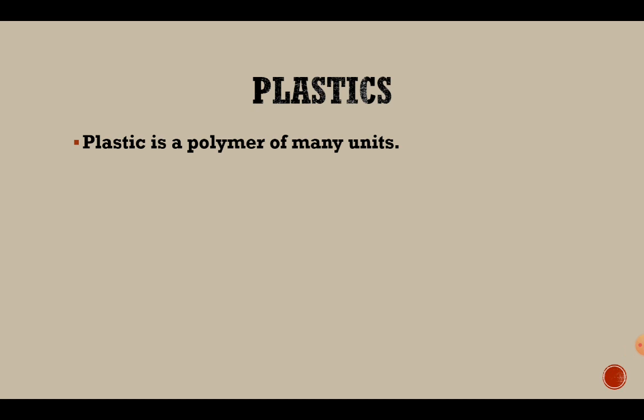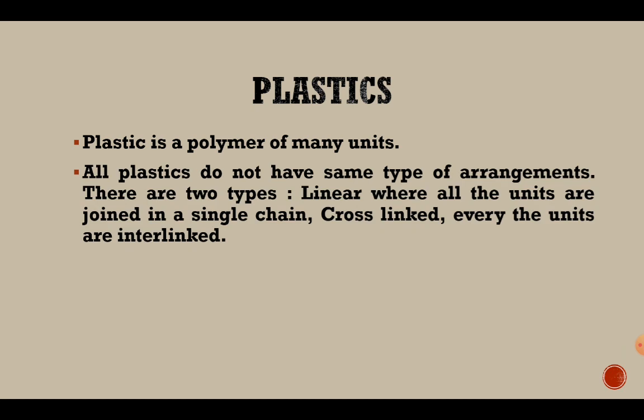Like we see in the example of polythene, which is a plastic, it is composed of many monomers of ethene. All plastics do not have the same type of arrangement, and there are two types of arrangement: linear and cross-linked. In linear, all the monomers of the plastic are arranged together in a chain-like structure, joined together with bonds, whereas in cross-linked, such chains are interlinked with each other. You can see in NCERT the diagram is also given over there.